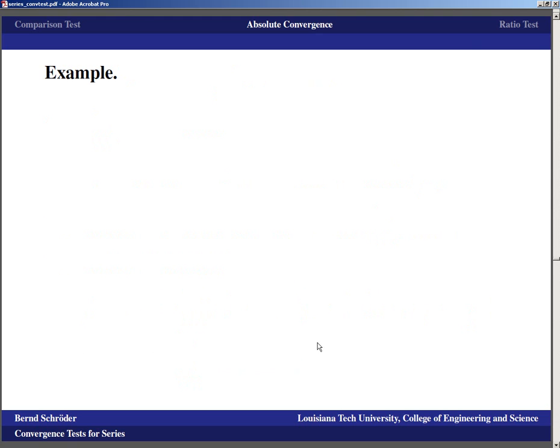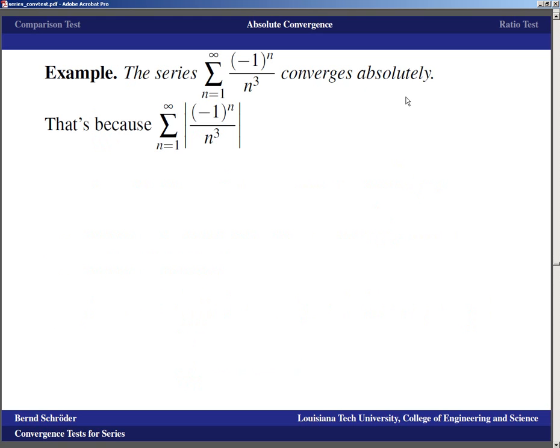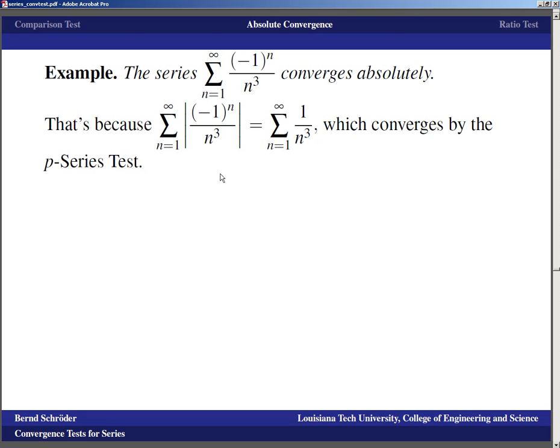Okay, as an example, the series sum from n equals 1 to infinity of (-1)^n divided by n cubed converges absolutely, and that is because the sum of the absolute values is just the sum from n equals 1 to infinity of 1 over n cubed, which converges by the p-series test. So that again shows that absolute convergence implies convergence.